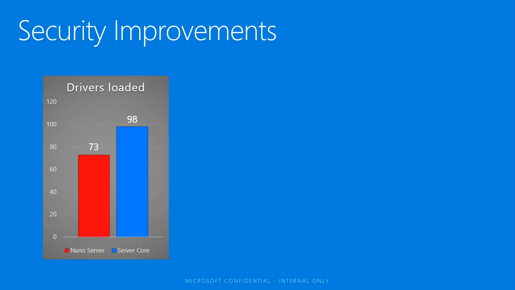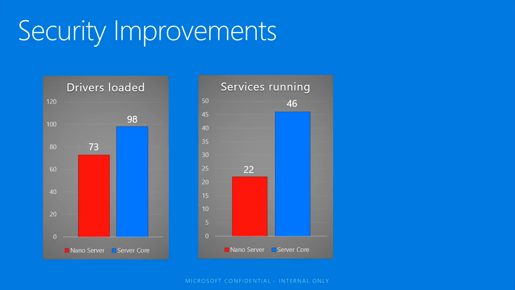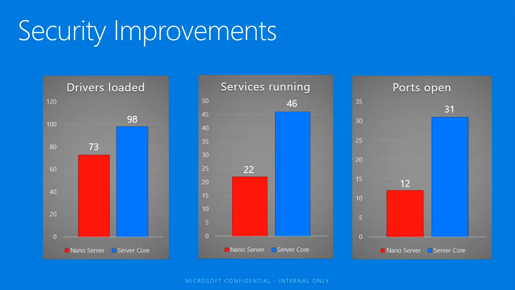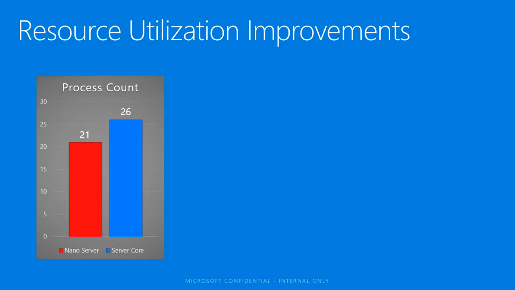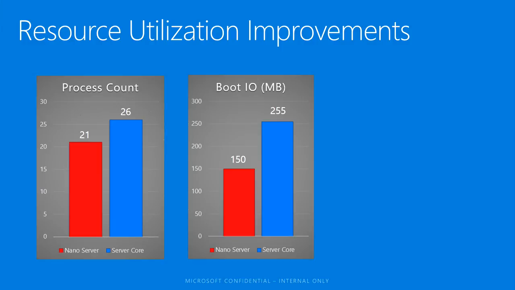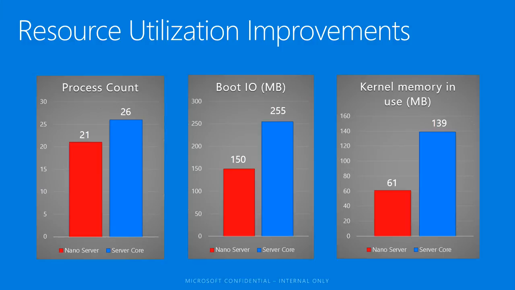If you look at the drivers, again, this is a comparison with server core only. Full server has another number which we didn't reach out to. The number of drivers is lesser, the number of services that you're running is about half, and open ports are about 2.5 times lesser. So fewer ports, fewer services, less security impact, fewer threats. So again, a good thing. And lastly, the resource utilization: the number of processes running compared to server core, boot IO, and the kernel memory use. Big difference.